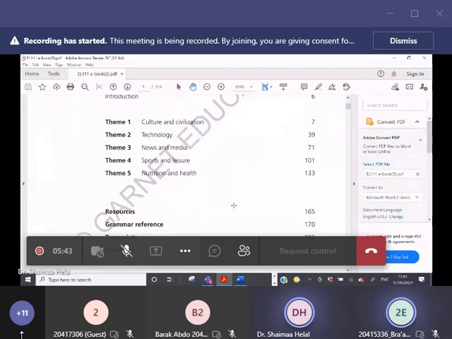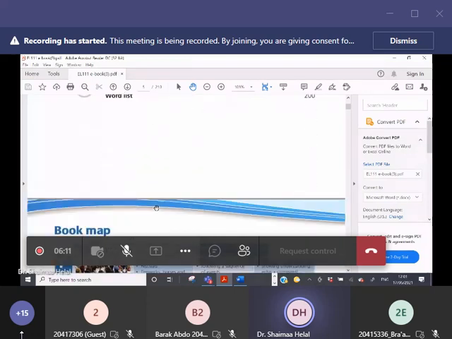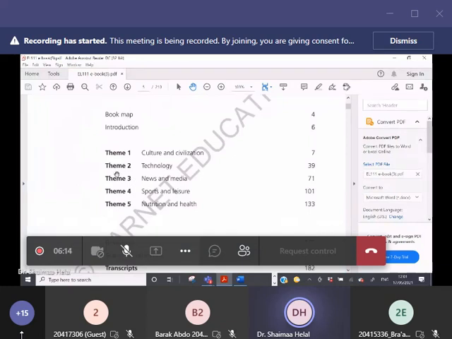Clear. Yes, okay. Today we're going to discuss theme 3. I will start with the part which is related to grammar. As I told you, if you want to study grammar in a good way, you need to study from your book, the grammar reference part, as well as practice inside the theme itself. So you are going to open the book page. This is theme 3. Our focus today, theme 3, news and media, from your book page 71.